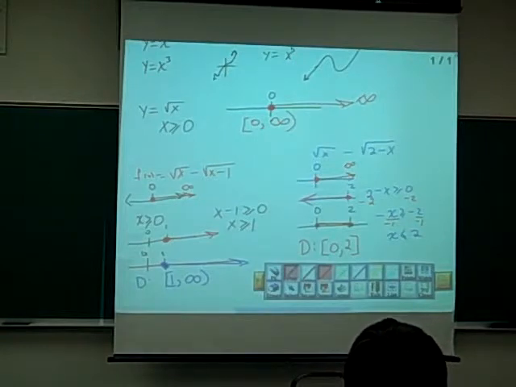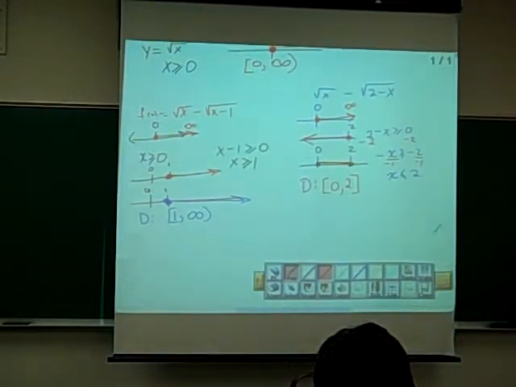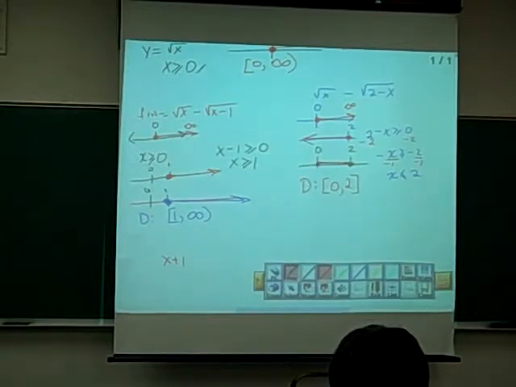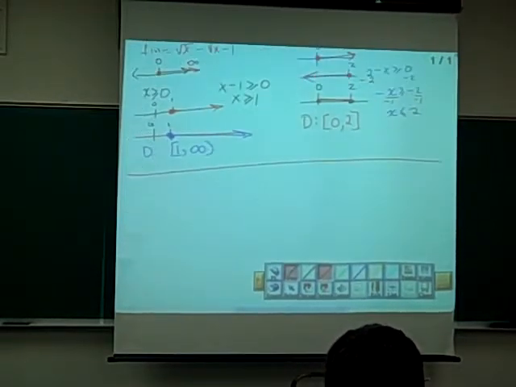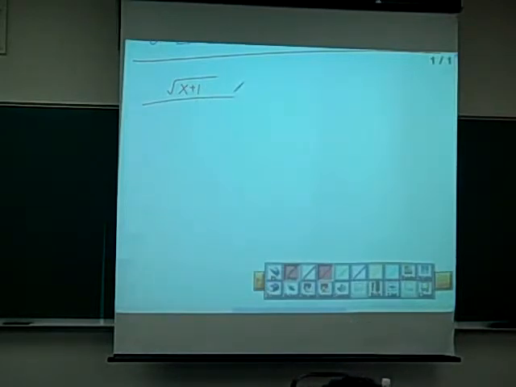Alright, anything else? What about like this? I saw this one on the homework too: square root of x plus 1, and then it says minus 1 over x. Okay, now that one is kind of the same thing as what we had here, where you have square root of x plus 1, minus 1 over x, okay?